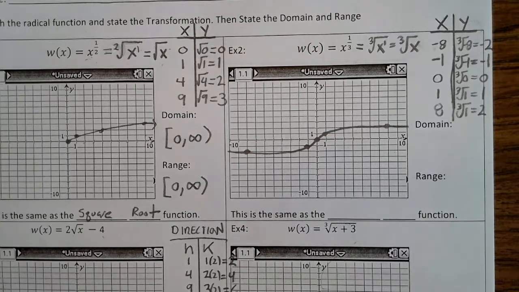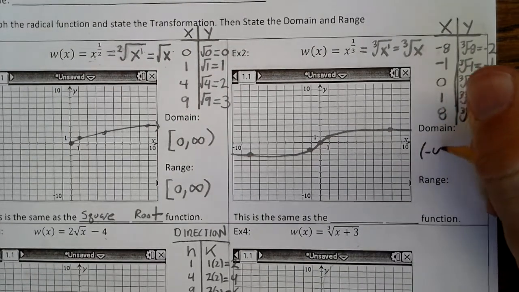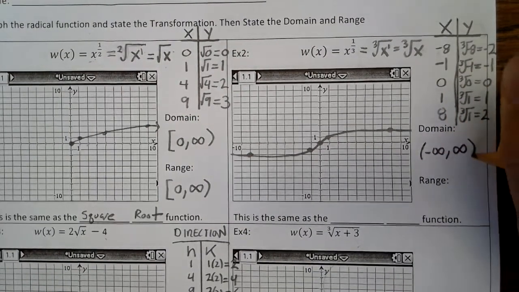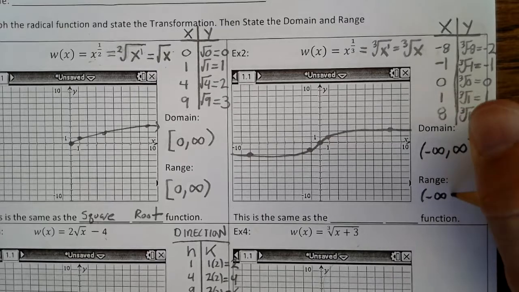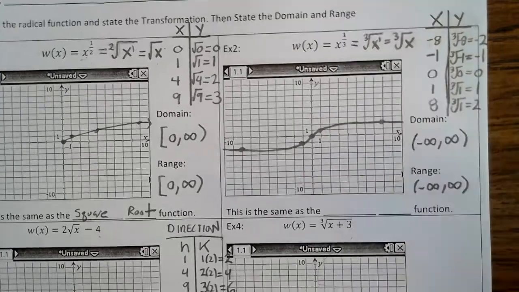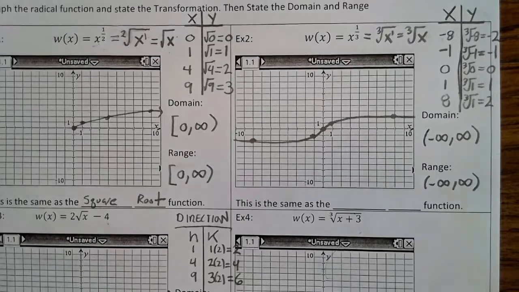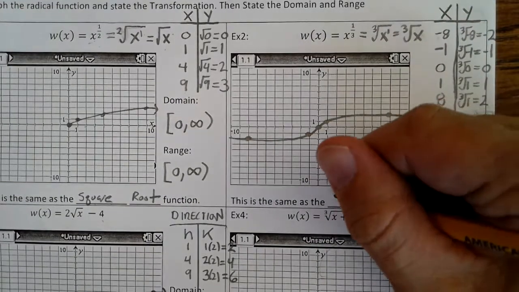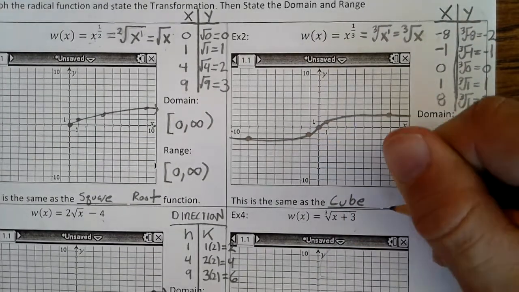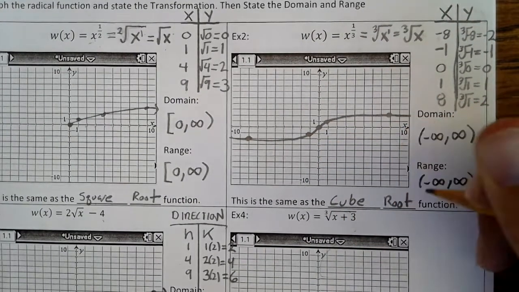All right, we know our domain is from -infinity to +infinity, and our range is from -infinity to +infinity. And x to the 1/3 power is the same as the cube root function.